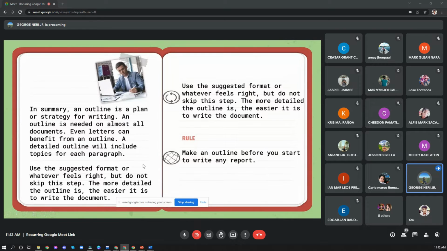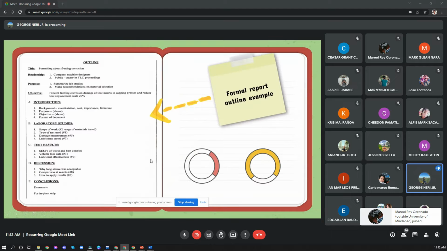So muna, guys, summary, then outline, formal report outline example. So they have title, something about writing, creation, readership, purpose, objective, tapos introduction, laboratory studies, tapos they have test result, discussion, and conclusion. So muna example sa outline.